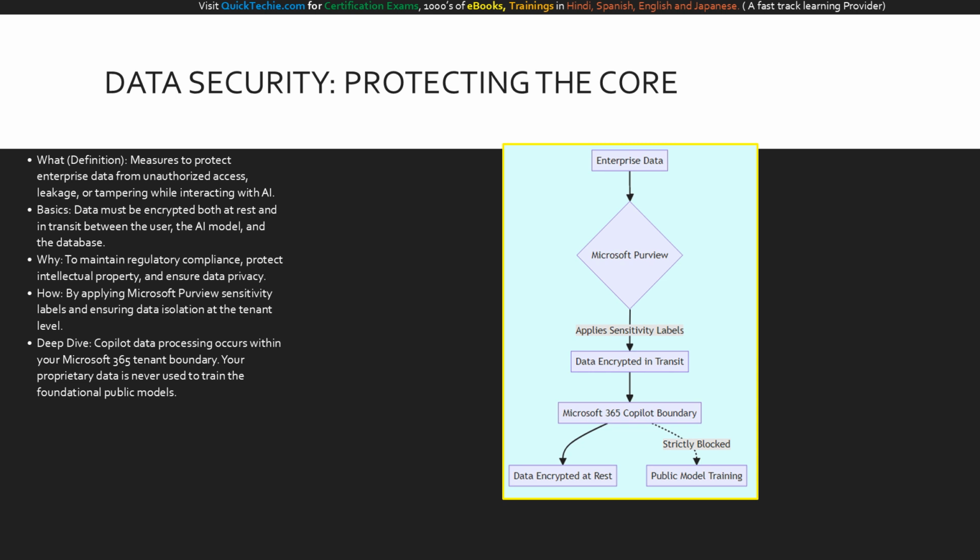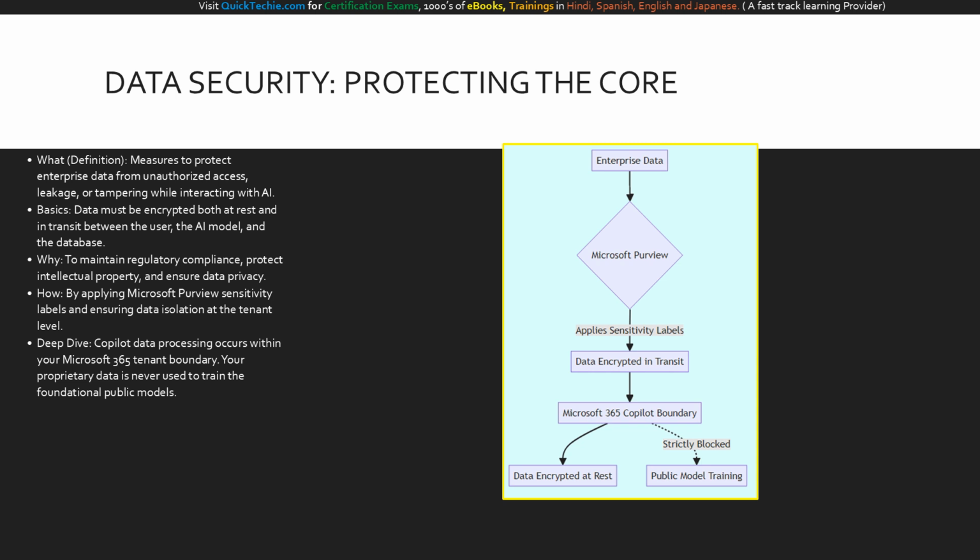Your data remains yours. Trace the flow of data security on your screen. We start with raw enterprise data at the top, which immediately flows into Microsoft Purview for classification. Purview acts as a checkpoint, applying strict sensitivity labels. The data is then encrypted in transit as it moves securely into the Microsoft 365 Copilot boundary. Inside this boundary, it is encrypted at rest.